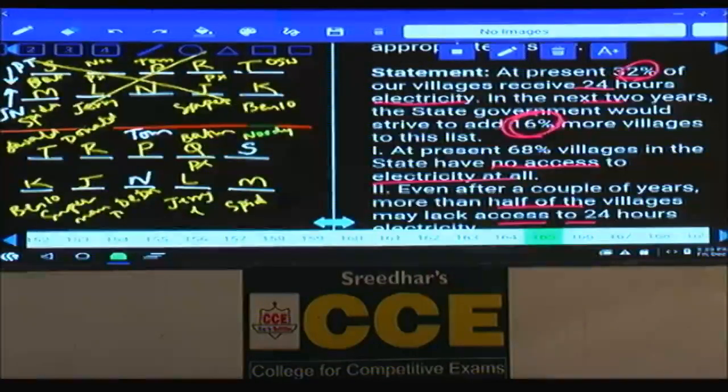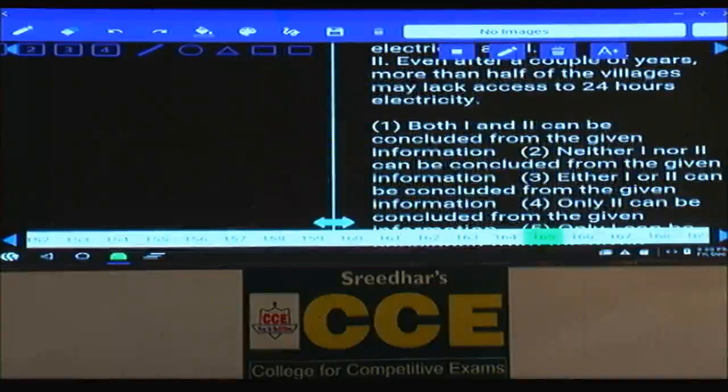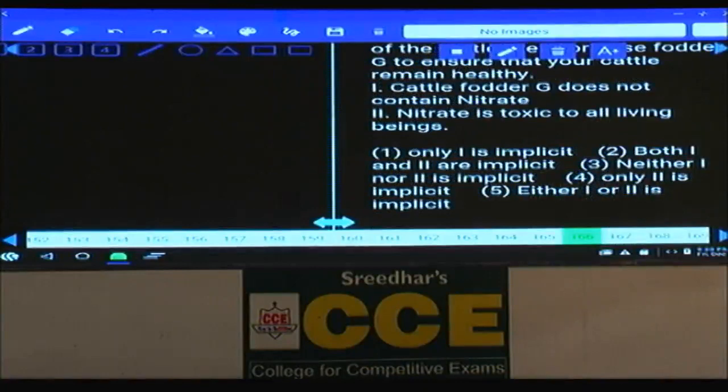Definitely true or not? More than half means at least 50% we should have, but as we are having only 48% after 2 years. Hence the second one is definitely true. Only 2 follows. Conclusion means it must be 100% true. Then coming to 166 and 167.